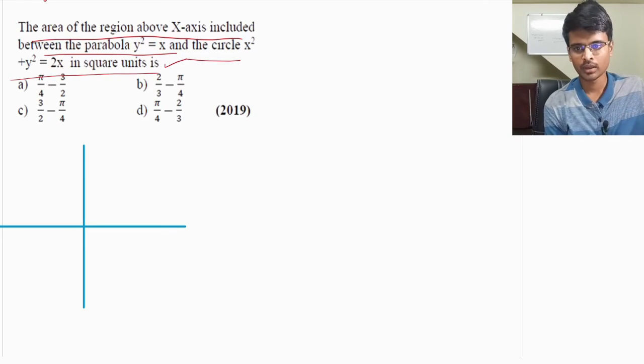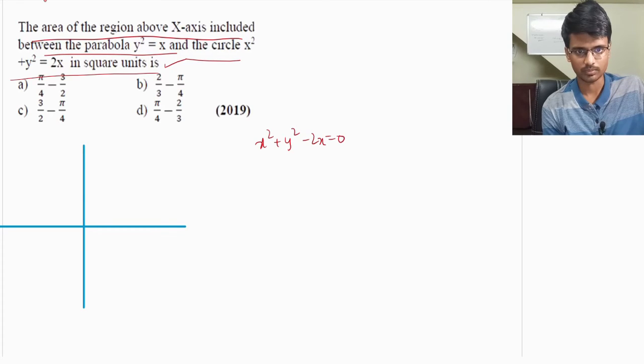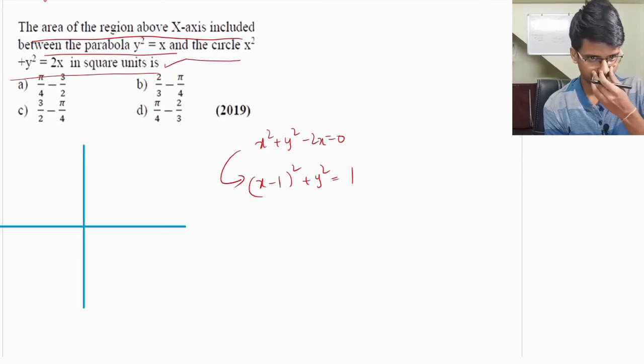Okay, so see, we have got a parabola, and this is a circle, right? x square plus y square minus 2x equal to 0. Let me write this in the standard form. What do we get? x minus 1 whole square plus y square equal to 1. Okay, you can try this. I have written it directly. So this is what you get.